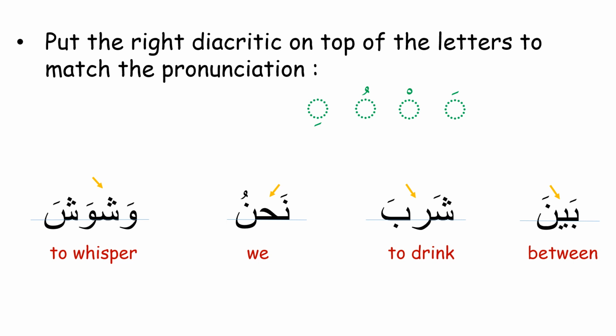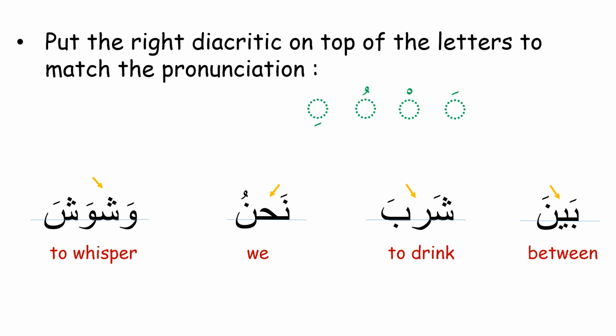بين, شرب, نحن, وشوش. One more time. بين, which means between. شرب, which means to drink. نحن is the equivalent of the personal pronoun we in Arabic. And finally, وشوش means to whisper.